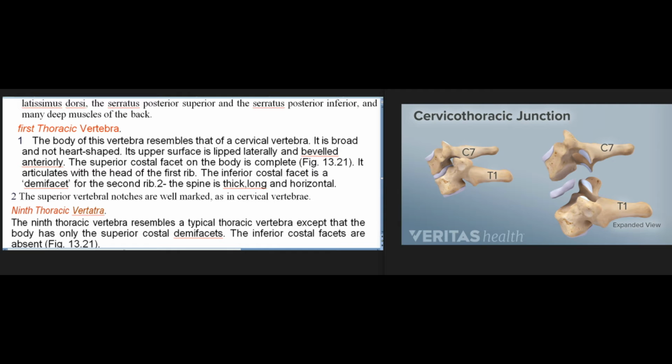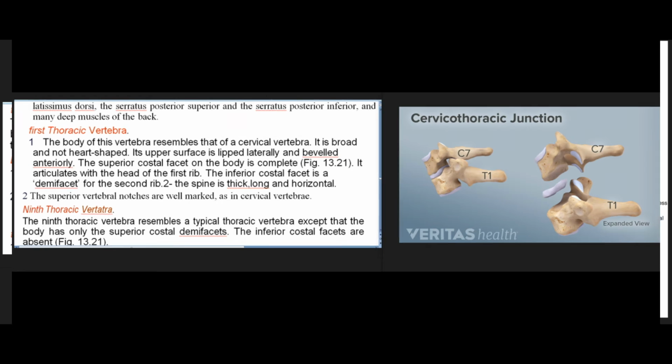9th thoracic vertebra. The 9th thoracic vertebra resembles a typical thoracic vertebra except that the body has only the superior costal demifacets. The inferior costal facets are absent.